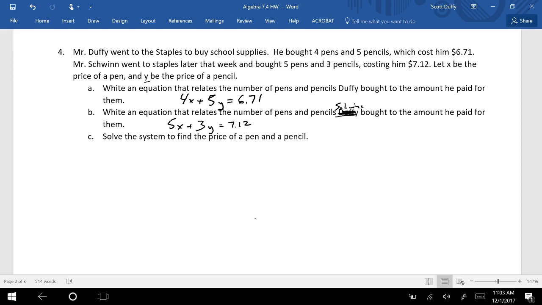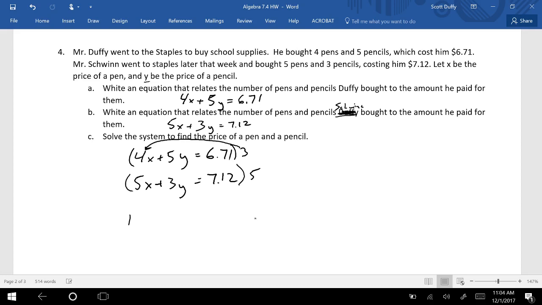Well, that's not too bad. If I have 4X plus 5Y equals 671, and 5X plus 3Y equals 712, I can solve that. What I need to do is find a common multiple. Probably the easiest way to do it is multiply this by 5, every single term, and this by 3. What happens is that when I take 3 and multiply it by 4x, I get 12x. 3 times 5y is 15y.